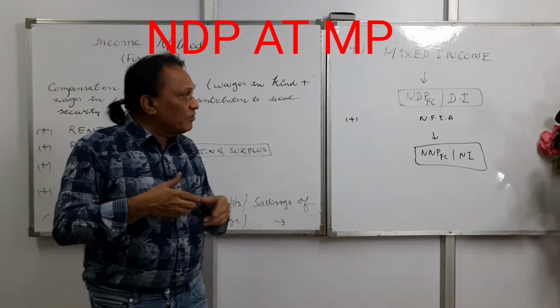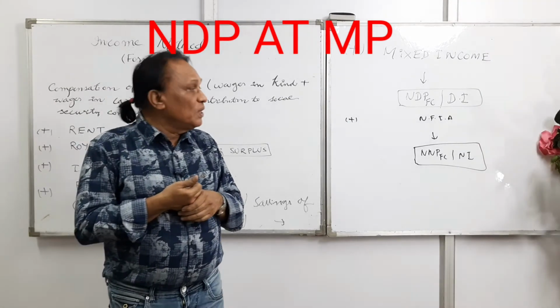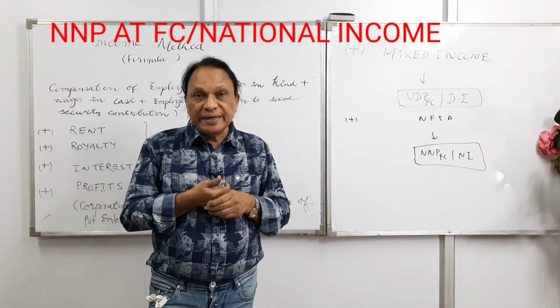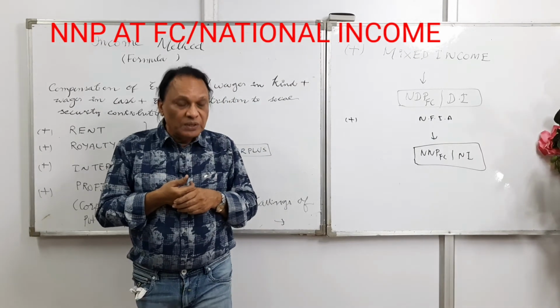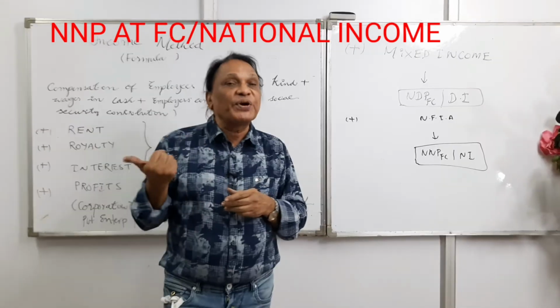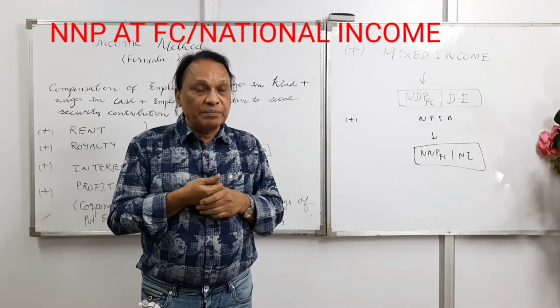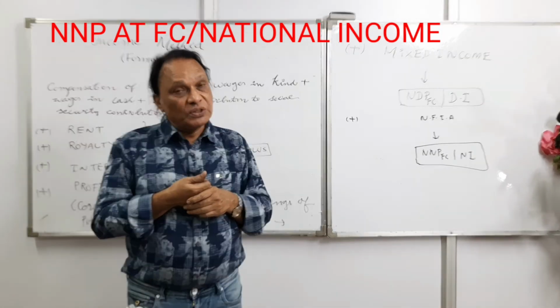To this you add NFIA, net factor income from abroad, you get NNP at FC or national income. Don't take any other values to confuse you. They may give you other values from the product method or expenditure method. You are not supposed to take them. Otherwise, your answer will be wrong.